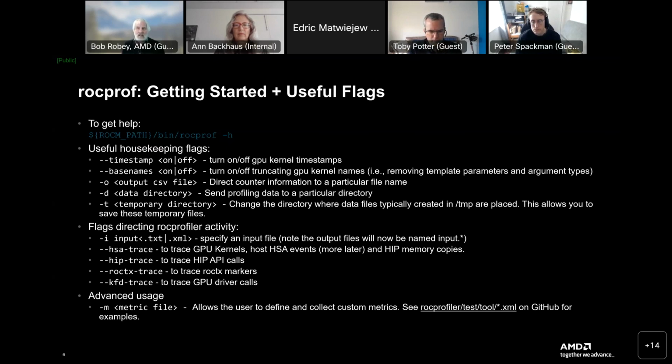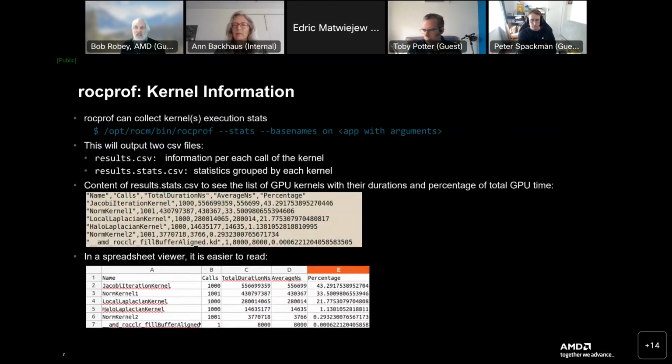And then the ones that really direct rocprof on what to collect are the HSA trace, which is the lowest level of the AMD stack, and the HIP trace, which is tracing the HIP calls. You can use both of those, and then you can also use ROCTX, which is the manual markers you put into your code. And you can even trace GPU driver calls if you want. So it's a pretty powerful tool, but it is a low-level tool.